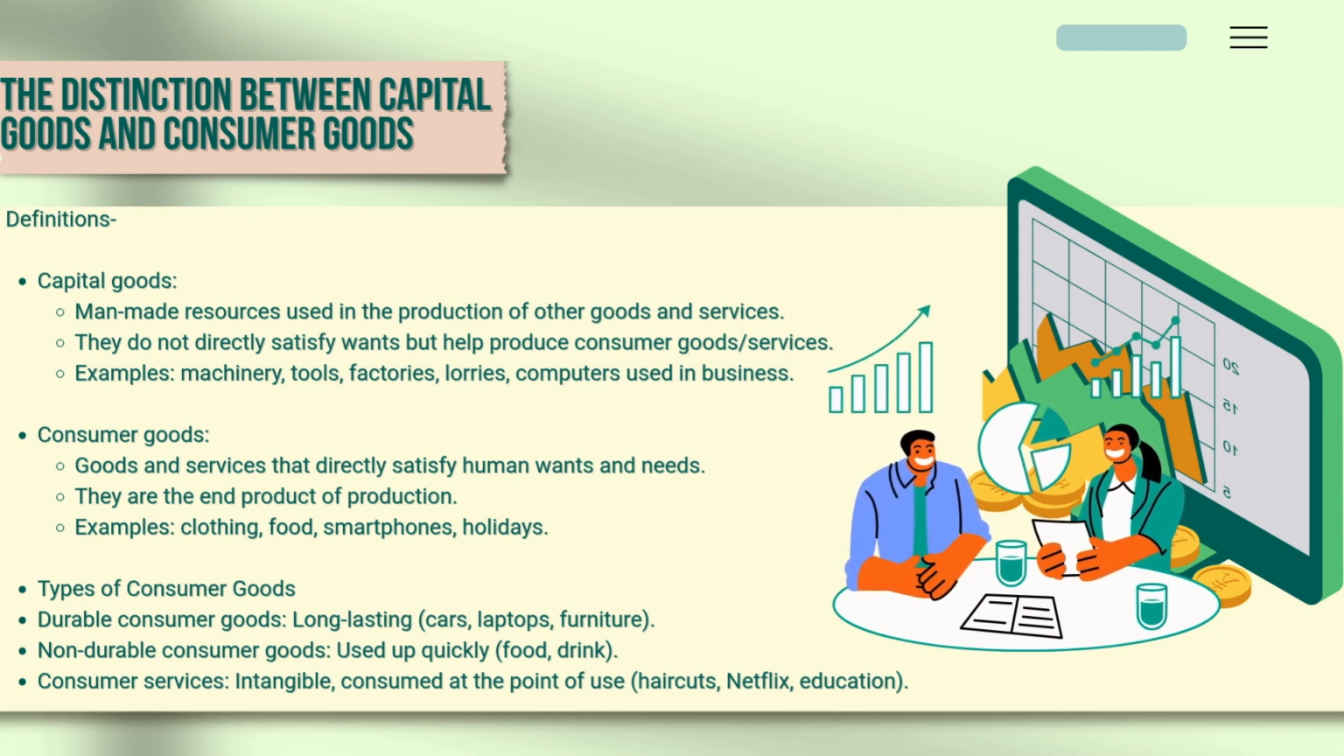Types of consumer goods. Durable consumer goods, long-lasting, cars, laptops, or furniture, for example. Non-durable consumer goods, these are used up quickly, for example, food and drink. And consumer services. These are intangible, consumed at the point of use. For example, haircuts, Netflix, or education.